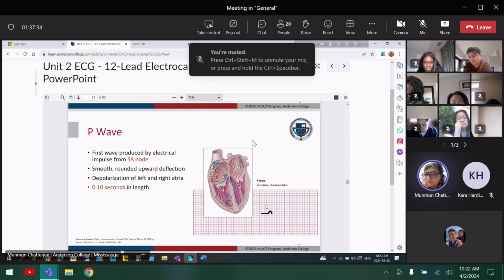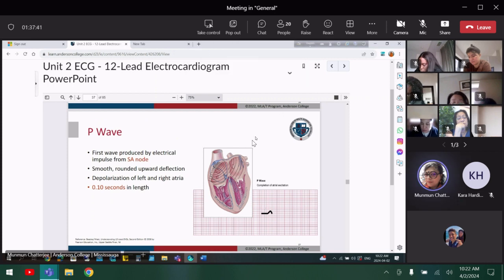What does it do? The SA node triggers the signals. Remember, when the SA node triggers the signals, they go through the internodal pathway to both atria, and later go to the AV node. But first it starts the contraction of the atria. This contraction causes the depolarization of the atrium. This depolarization causes this waveform. It's called the P wave.